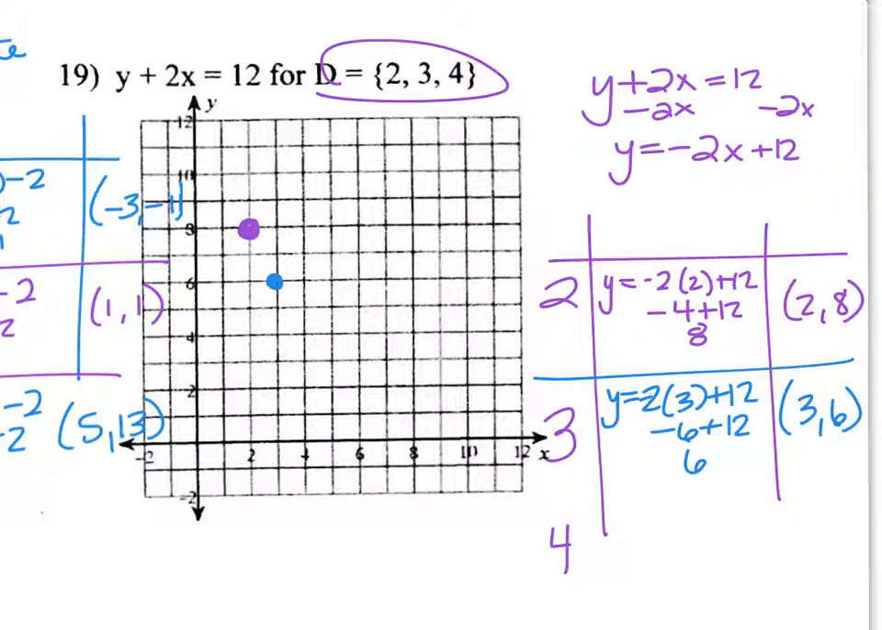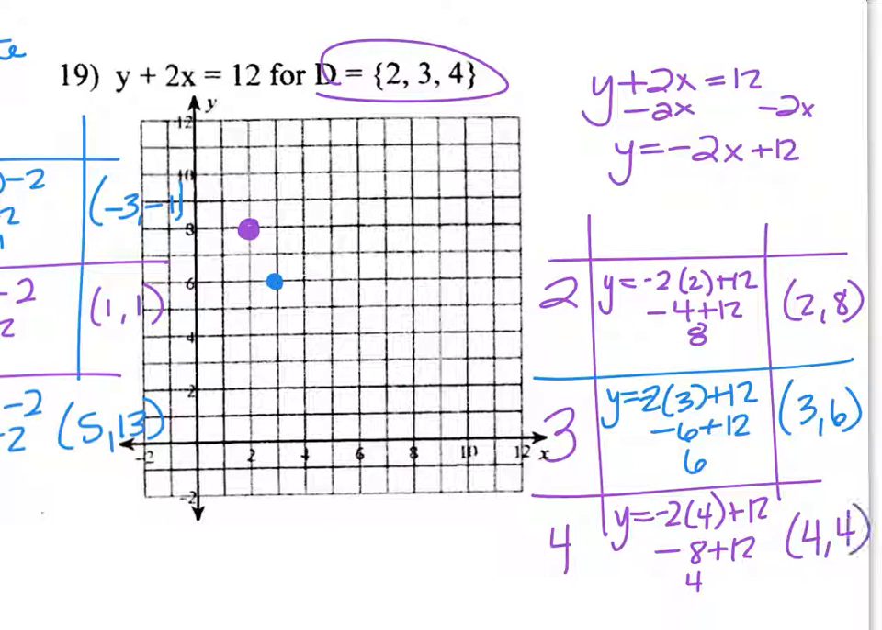And then 4 is the last value they're going to have me plug in. Y equals negative 2 times 4 plus 12. That's negative 8 plus 12, which is positive 4. So 4, 4. And because my domain is separate, because they give me separate values, I leave this unconnected because this is discrete.